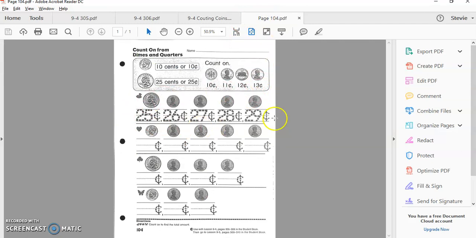Okay, now down here, same thing. Again, if you forget, oh look, right here, a dime, how much is that worth? 10 cents, we start with 10. A quarter, how much is that worth? Oh yeah, 25 cents, we start with 25.